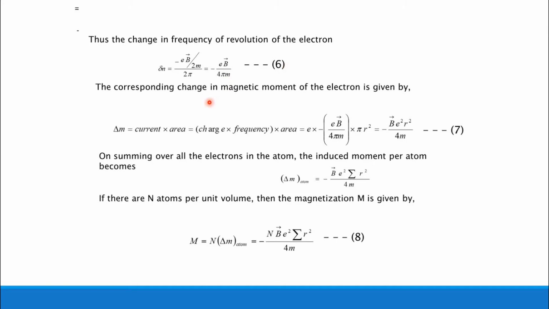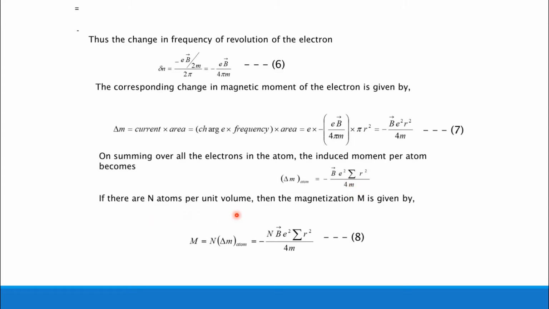The corresponding change in magnetic moment of the electron is given by delta M equal to current into area. Current means again charge divided by time, and charge into frequency is nothing but current here. Area as usual. By substituting this, finally we get minus B e square r square by 4m, equation number 7. On summing over all the electrons in the atom, the induced moment per atom becomes delta M of atom equal to minus B e square sigma r square divided by 4m.